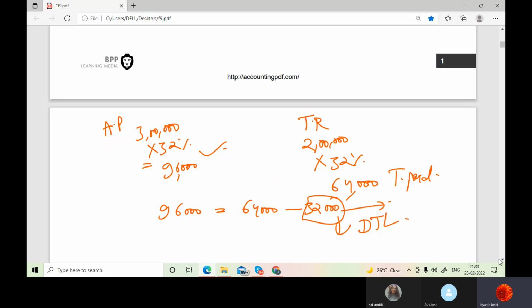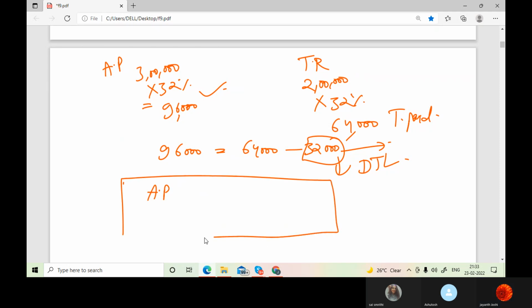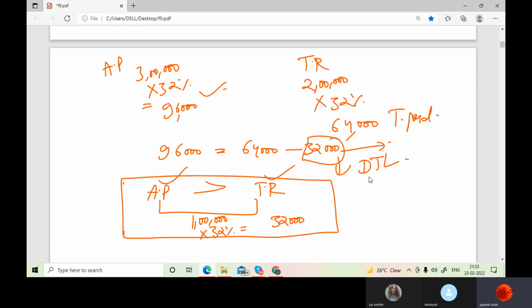Either you can do it in this way or you can use an alternate method. You can directly take accounting profits and you can take the tax return. You can see the difference in both of them. The difference is simple, 1 lakh. And on that you can directly apply 32% tax, that is 32,000. And you can see which income is more. See, the accounting profits are more than tax returns. So this creates what? Please tell me, DTL, yes or no? Yes, I'm not hearing any voices.